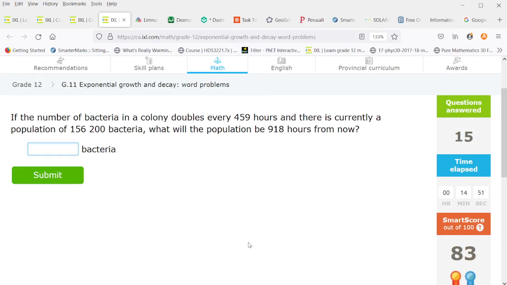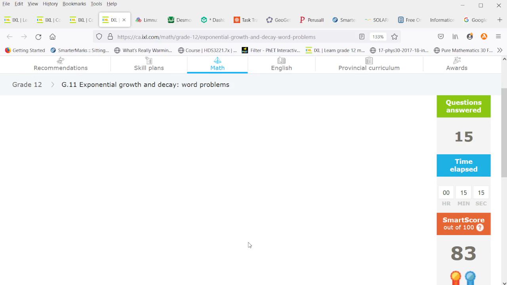If the number of bacteria in a colony doubles every 459 hours, and there's currently a population of 156,200 bacteria, what will the population be 918 hours from now? Well, that is 2 doubling periods. So if it doubles twice, we're multiplying by 2 twice, or by 4. Gets us to 624,800.